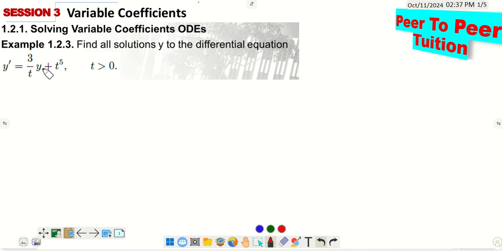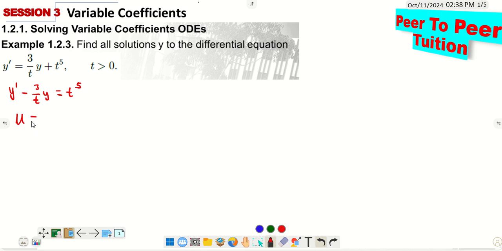The first step is to arrange this in the standard form. So y prime minus 3 over t y should be equal to t to the power 5. Always take all the variables, which is the y, the dependent variable, and its derivative to the left hand side. Then the next thing is to find the integrating factor.